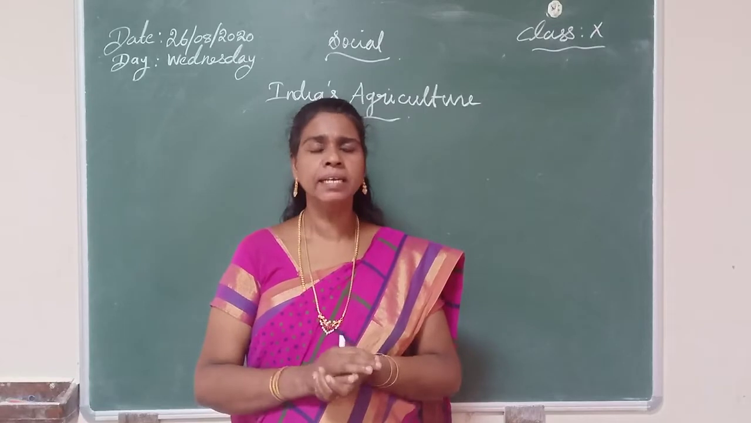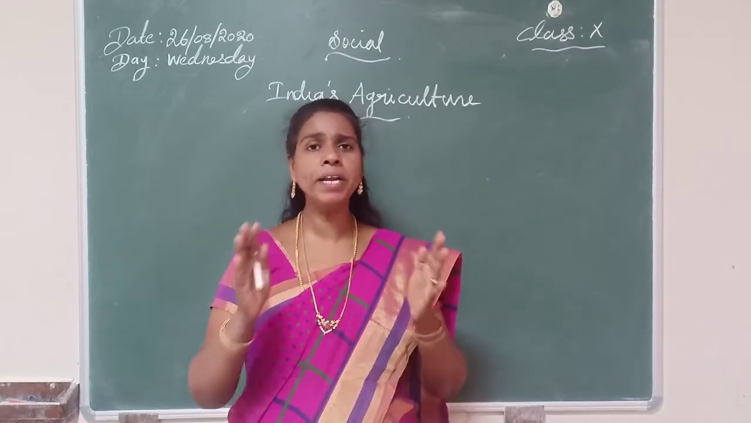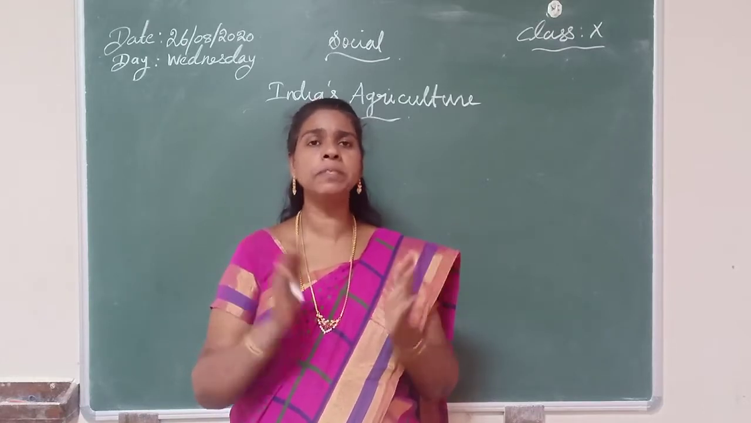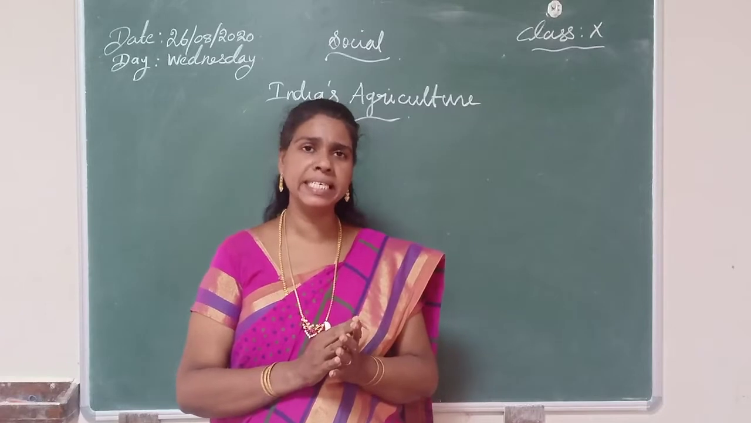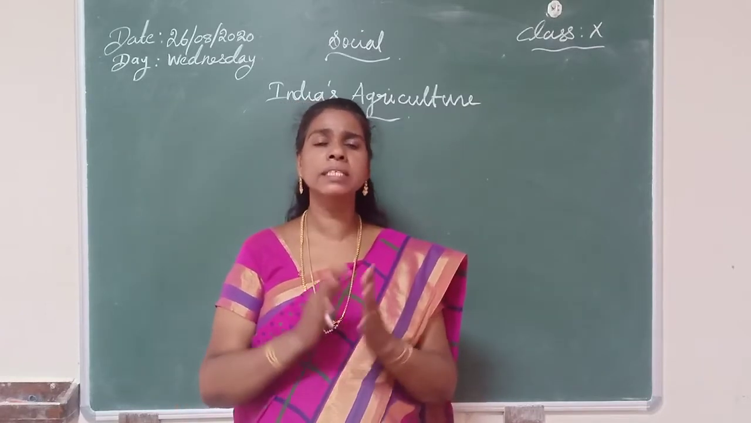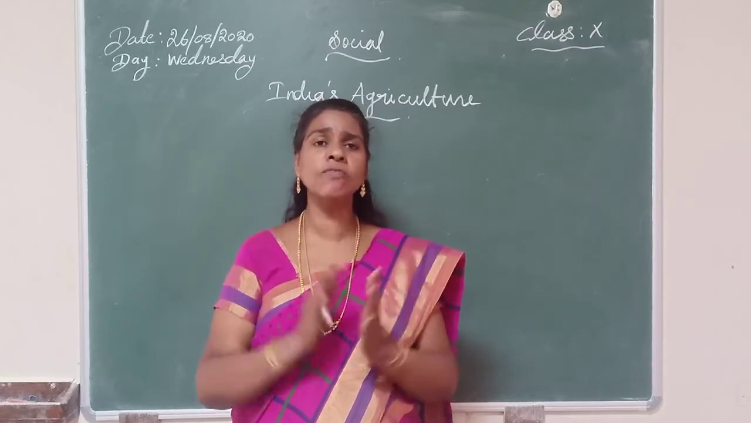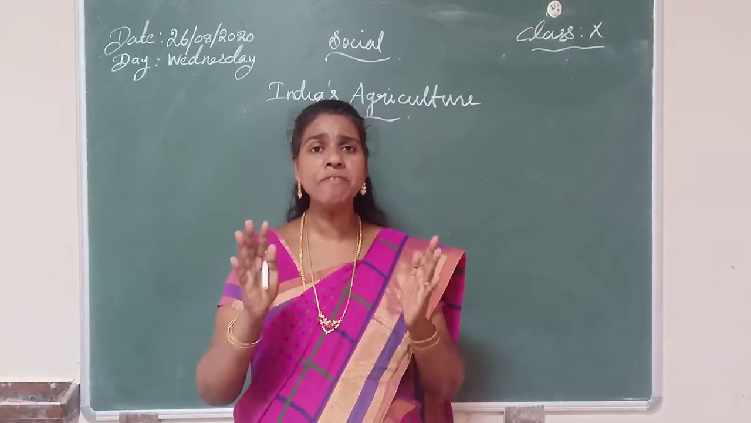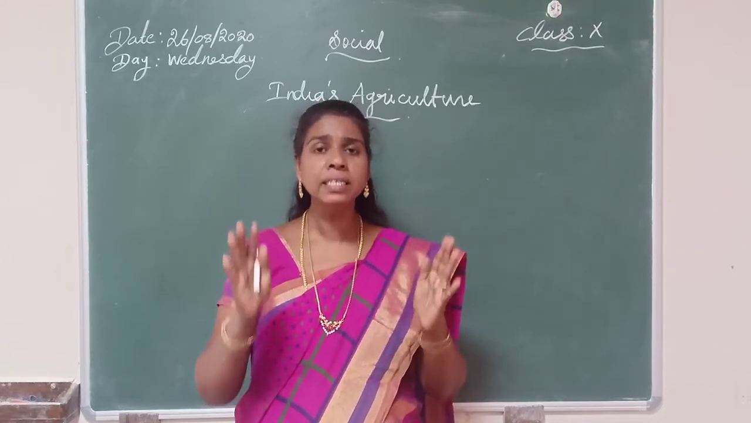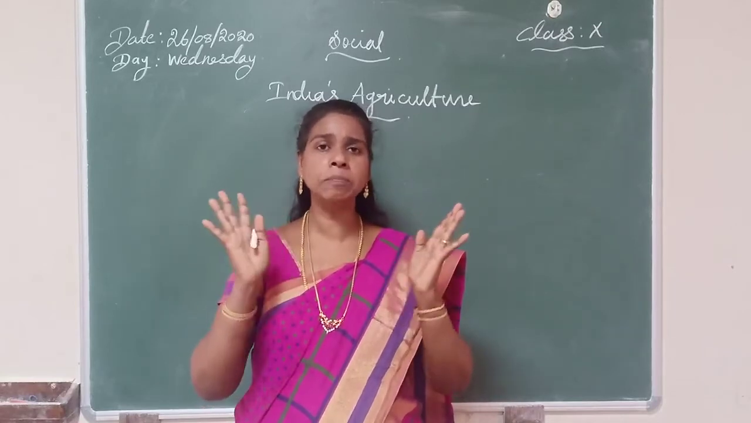Then next we learned about different types of farming. How many types of farming are practiced in India? There are 6 types of farming practiced in India. What are they? The first one is subsistence farming, second one is shifting agriculture, third one is intensive farming, fourth one is tribe farming, fifth one is mixed farming and the last one is terrace cultivation. That explanation also I explained well.